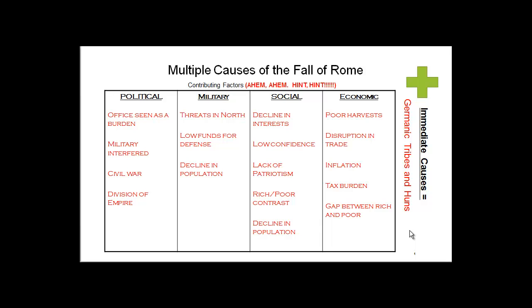So civil war is going to break out. You're going to have social problems that are going to cause a civil war. And in the end, this is going to cause a decline of the empire. They're not going to be able to hold it together.